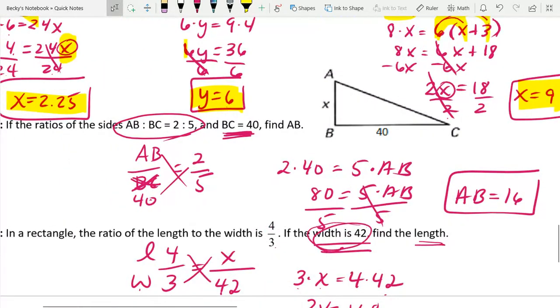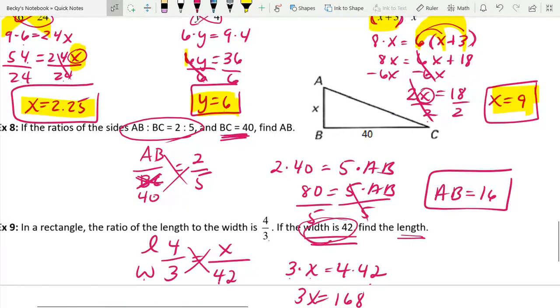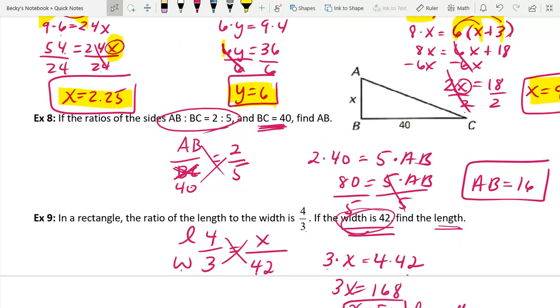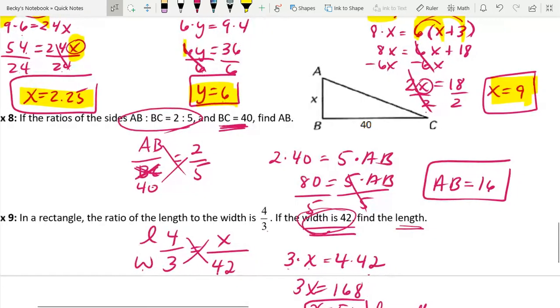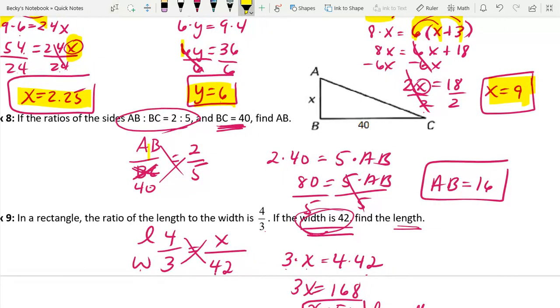Now we're going to change gears a little. These problems, the last two, they don't have a total. So we're going to solve these using ratios and proportions. So they give you the first proportion, AB over BC equals 2/5. So I like to write it as a fraction. I really don't like the colon. Now they also tell you that BC is 40. So I just crossed it out and I put the 40.